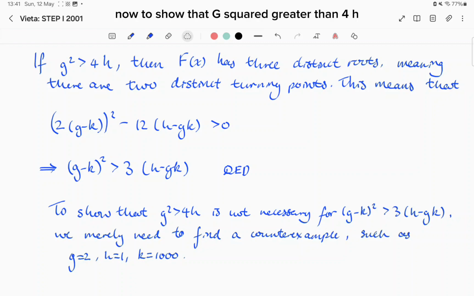Now, to show that g squared greater than 4h is not necessary for (g minus k) all squared greater than 3 of (h minus gk), we merely need to find a counterexample, such as g equals 2, h equals 1, and k equals 1000. And that's our answer.